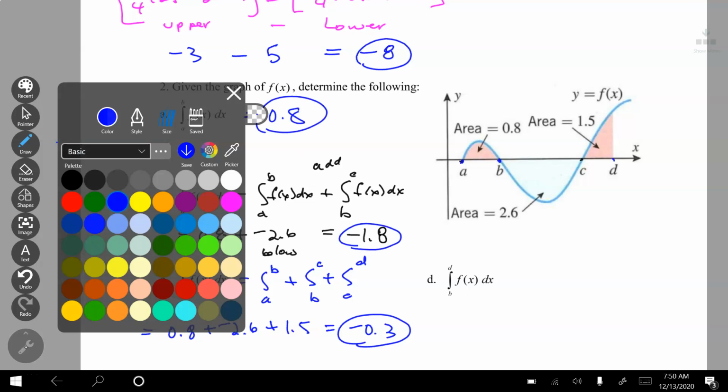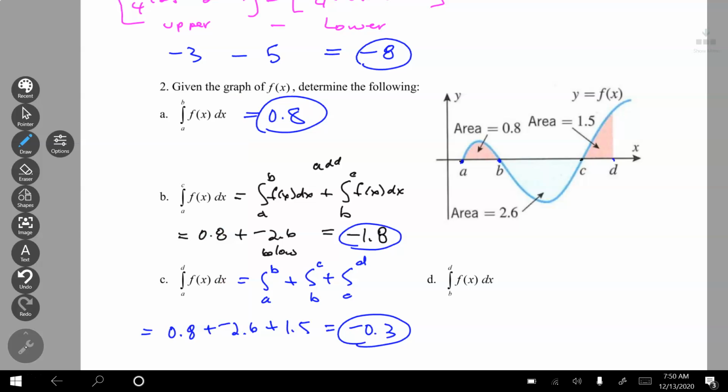And then if I want to do B to D, that would just be from B to C plus from C to D, and that would equal -2.6 because it's below, plus 1.5 because it's above, and I get negative 1.1 is the antiderivative or the integral for those values, but actually the area between those points.